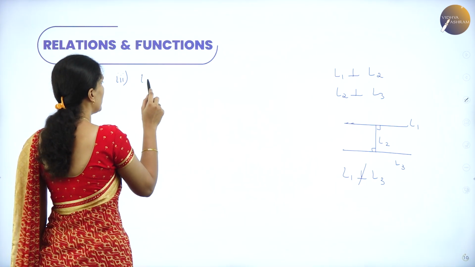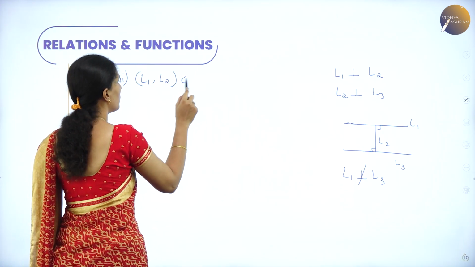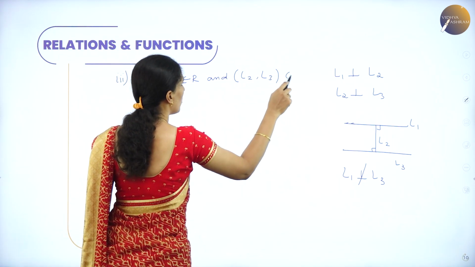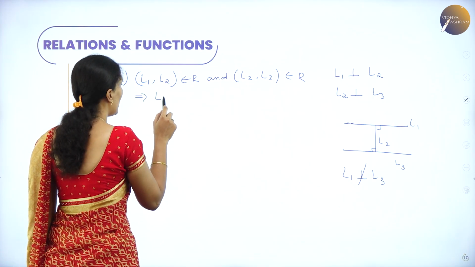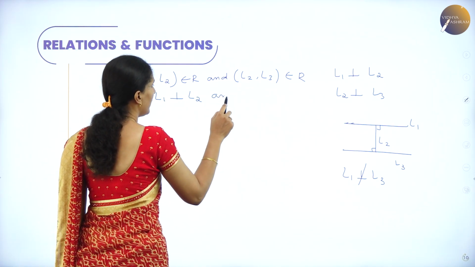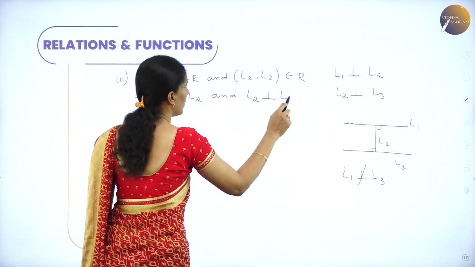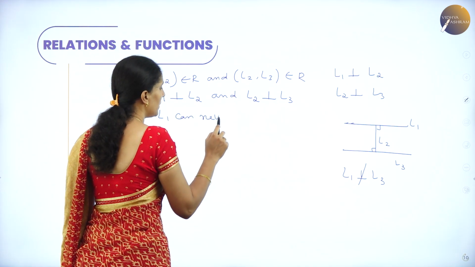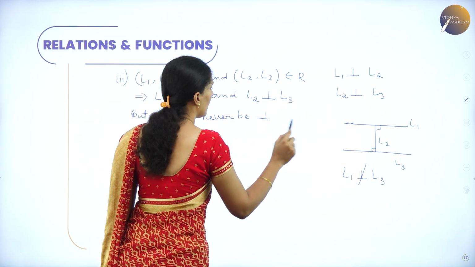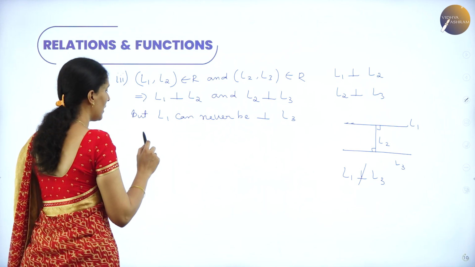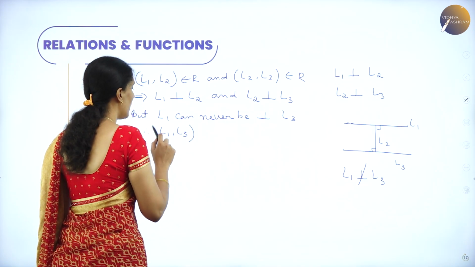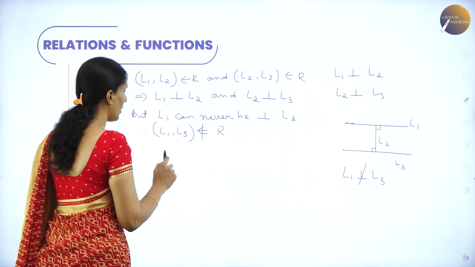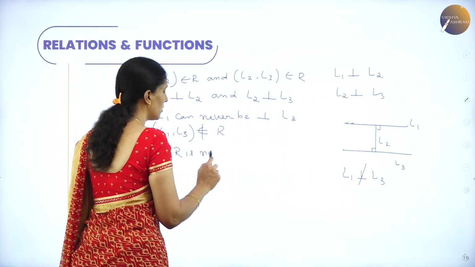So, let's write here L1, L2 belongs to R and L2, L3 belongs to R. So, this implies what? L1 is perpendicular to L2 and L2 is perpendicular to L3. But L1 can never be perpendicular to L3. So, this is not possible. That means L1, L3 does not belong to the set R, that is not in the set of relation. So, therefore, R is not transitive.